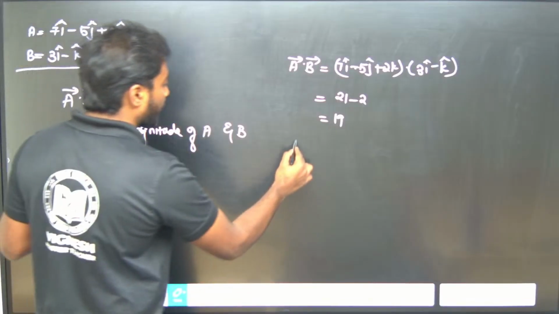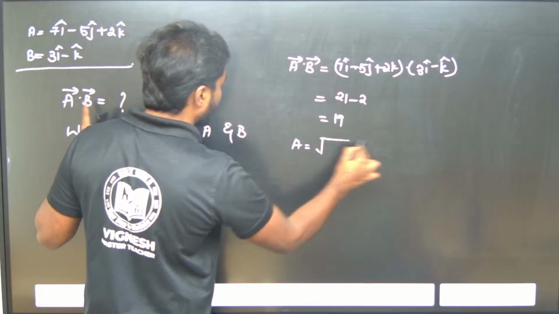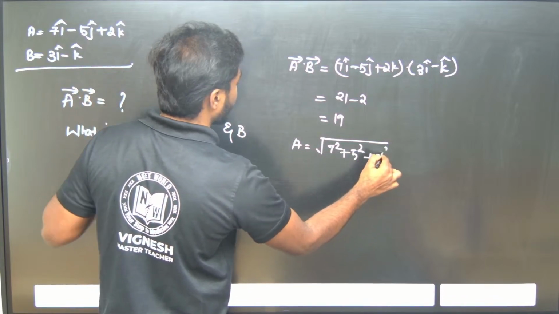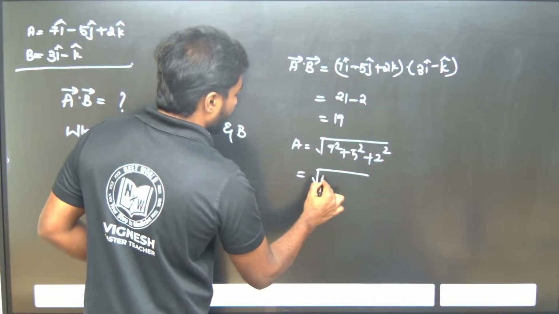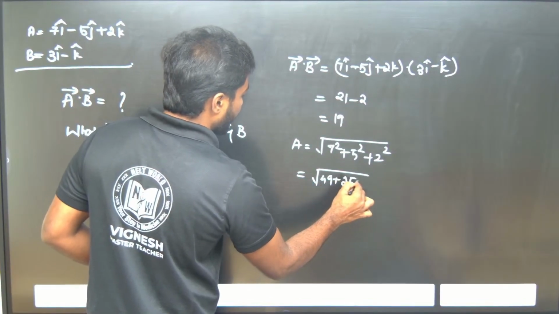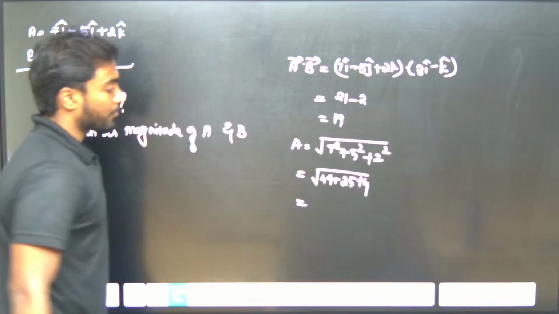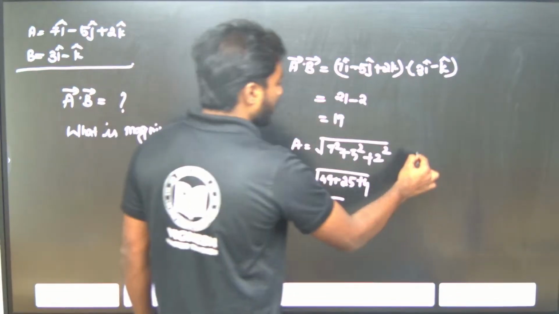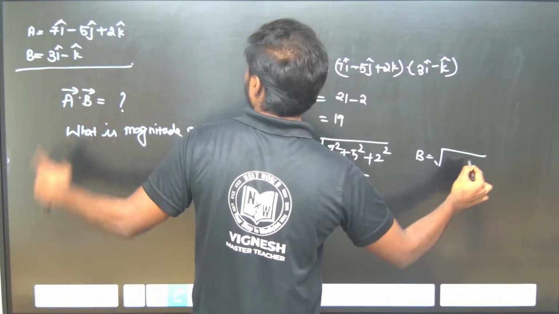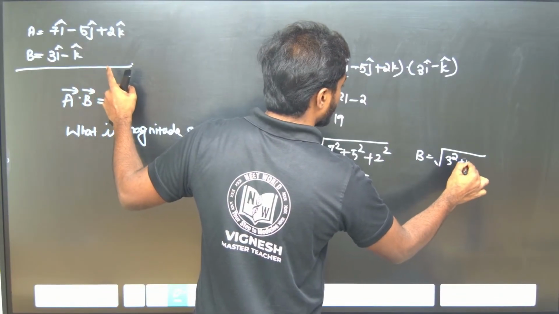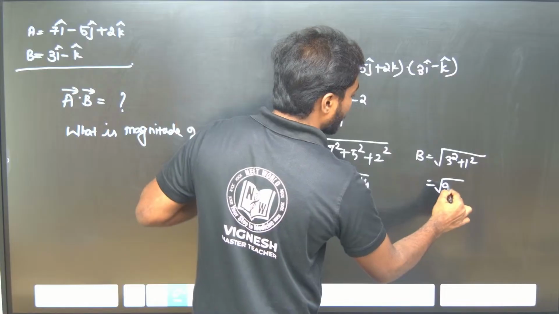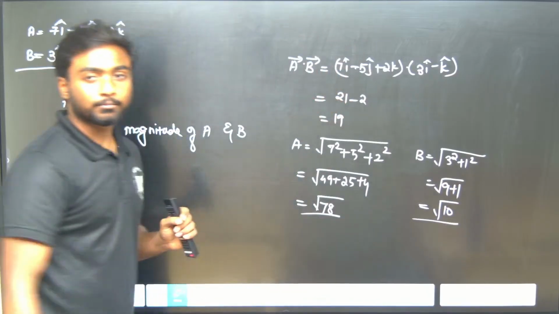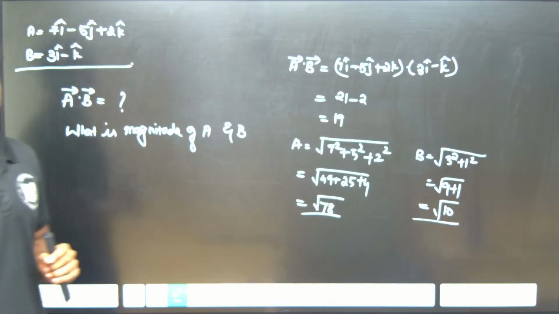Now magnitude of A they are asking. A will be equal to under root of 7 square plus 5 square plus 2 square, which is nothing but 49 plus 25 plus 4. How much? 78. Root 78. What about B? B is equal to root over how much? 3 square plus 1 square, which is nothing but root 9 plus 1. Root 10 is the answer.